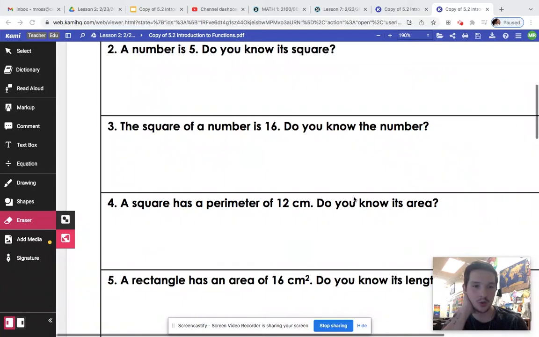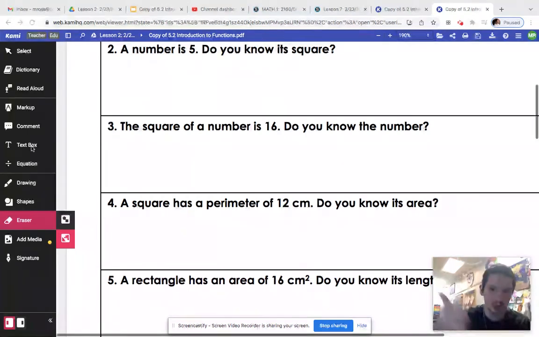I just want to go over two of these really fast. So it says the square, number 2 and 1 we already did. So 3, it says the square of a number is 16. Do you know the number that you would use to square it? And the answer actually, technically, is no. And here's why: because we're going to get multiple outputs.